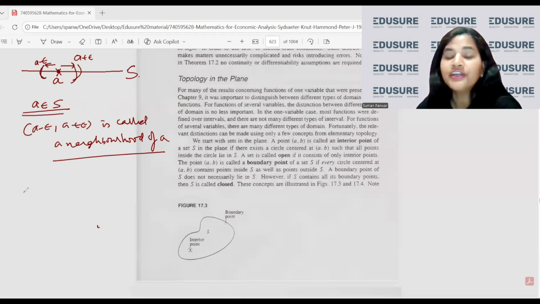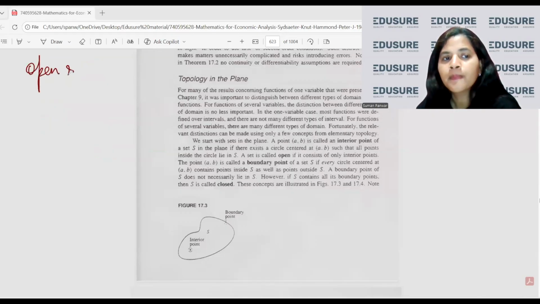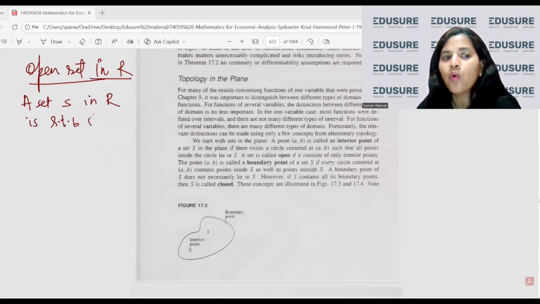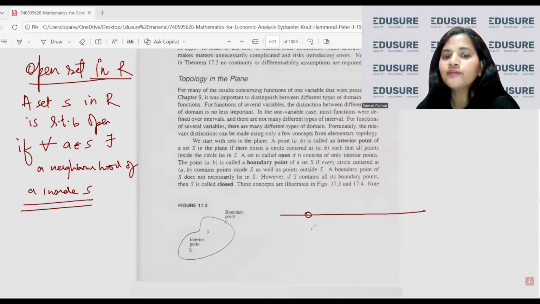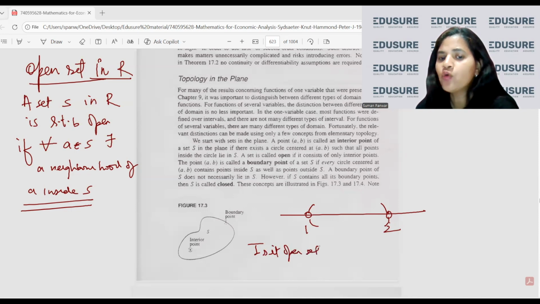Now let us try to define what an open set is. What is an open set in R? A set S in R is said to be open if for all A in S there exists a neighborhood of A inside S. Now, this is the beauty of this concept. For example, if you have the open interval (1, 2), open interval (1, 2) means 1 and 2 are not included. So is it an open set?